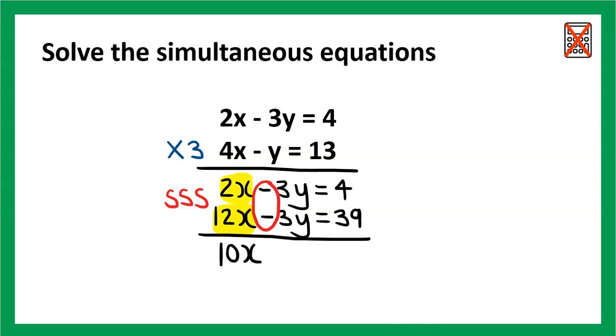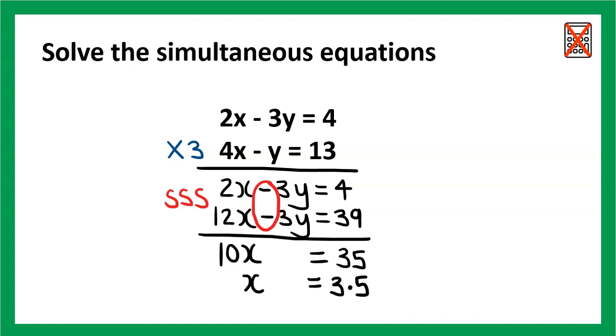It doesn't matter which equation you subtract from the other, just as long as you stay consistent all the way through. So if I'm going to do 12x take away 2x, I can't then switch round and do 4 take away 39. I'll have to stay with the bottom one and do 39 subtract 4, which is 35. We can see why this one's a little bit harder now. If 10x is 35, then x would be equal to 3.5.